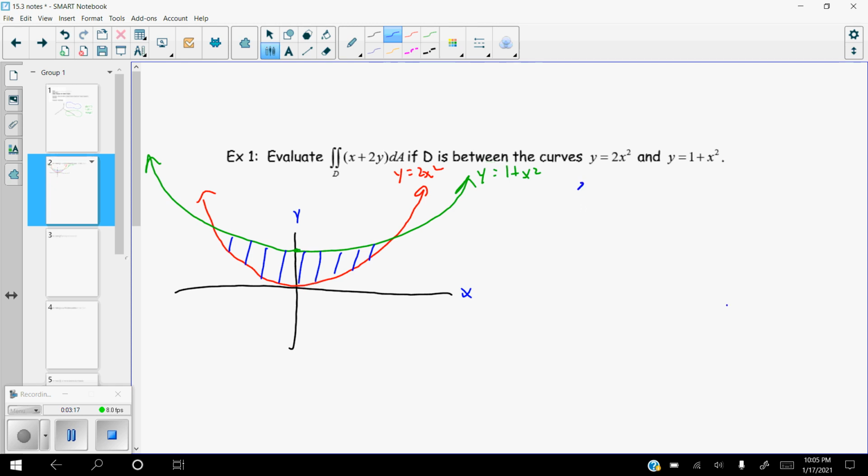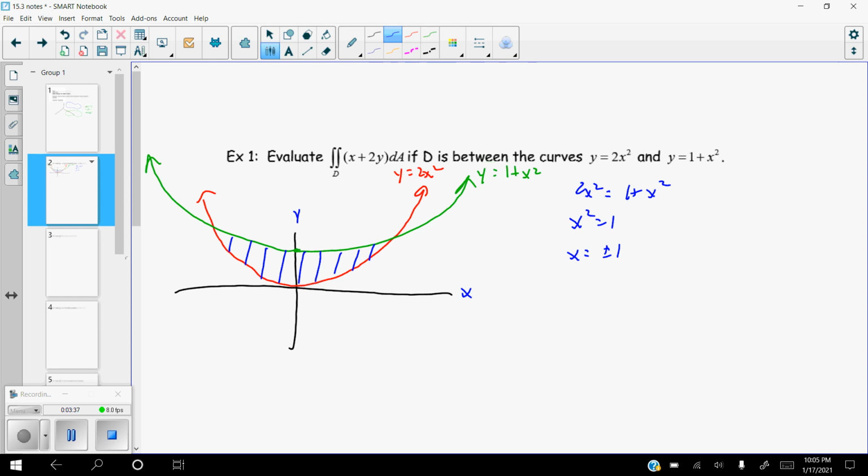So we're going to set 2x squared equal to 1 plus x squared, so we can at least figure out what the x values are. So let's see, we'll subtract x squared on both sides. We get that x squared equals 1. Square root on both sides, we get that x equals plus or minus 1. So we have our x bounds.